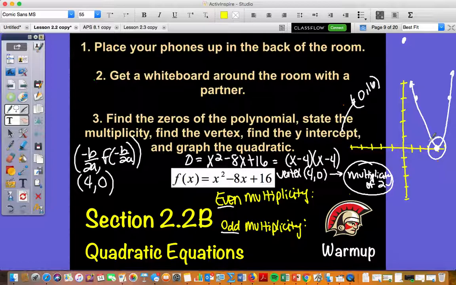Got me? So when you have an even multiplicity, like at 4, it's going to bounce on that x-axis. And when it's odd, it's going to go through it. I'll be honest, that's a really good thing for the note card. If I was tracking that, that's what I would do. Okay? Questions on that? Good stuff.